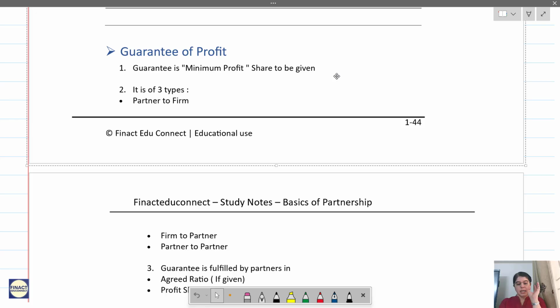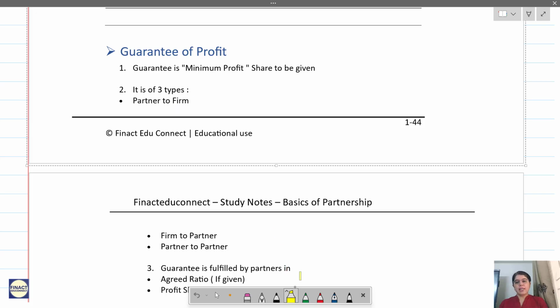In case they are not working, or if your shoes are damaged, then they will replace those shoes or that mobile phone. So guarantee means that for the minimum period of so and so days, this thing will work. That is the guarantee from the side of the manufacturer or a dealer. Now when it comes to partnership, there is a term guarantee of profit.